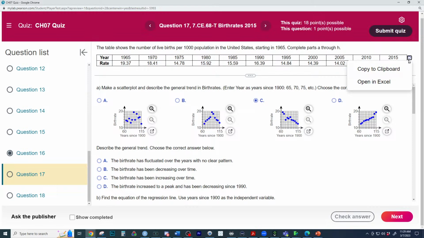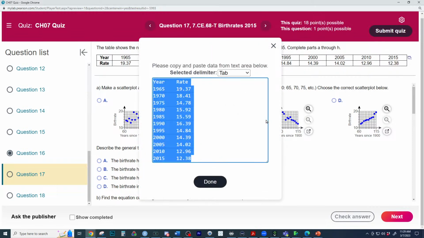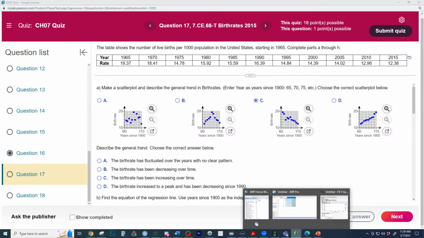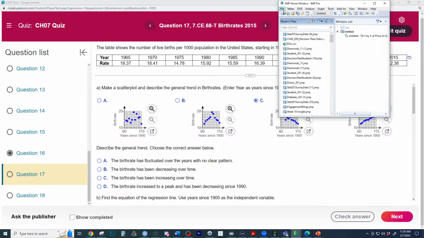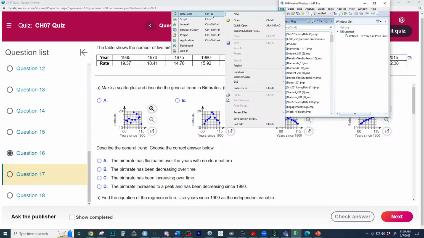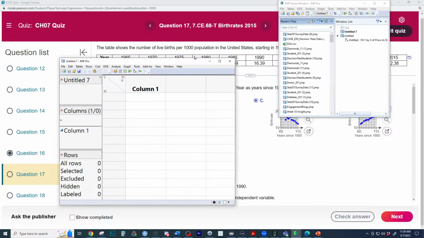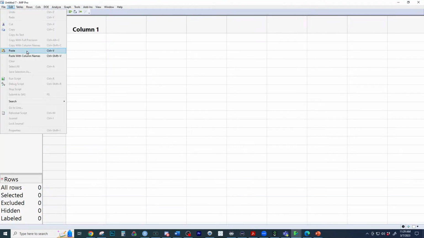Now to do it in JMP, we're going to go here to copy to clipboard, and we're going to copy like this. Control C. Go over to JMP, and inside of JMP right here, we want to go to File, New Data Table. Negative relationship. Great job, Jesse, right there. That's the direction. Once we go into the new data table, we're going to go to Edit and Paste with column names. Edit, paste with column names.